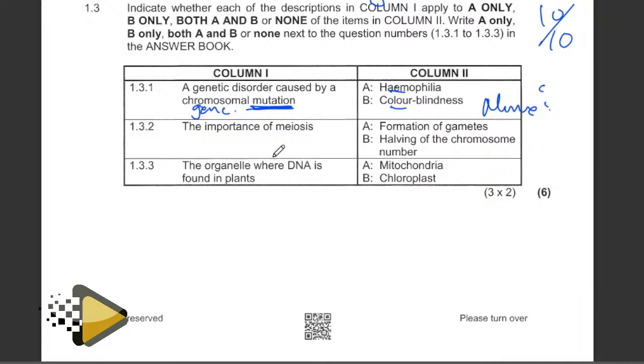Then the importance of meiosis is both A and B, because there is formation of gametes and halving the chromosome number. Yes, so this is both A and B. And then the organelle where DNA is found: both A and B.